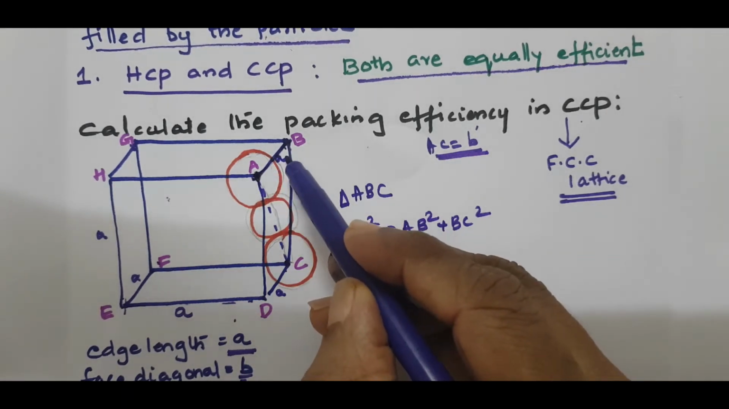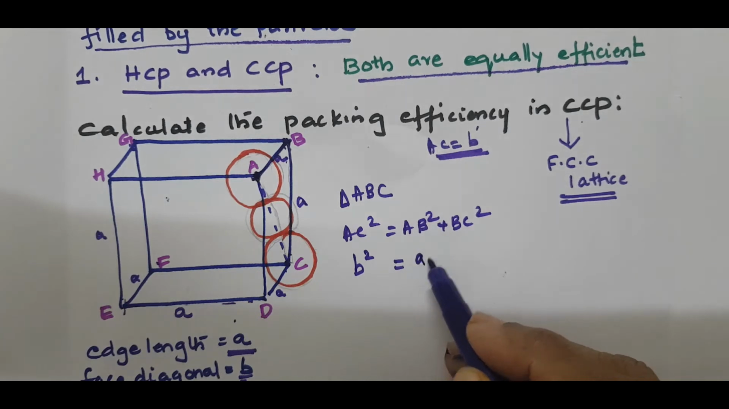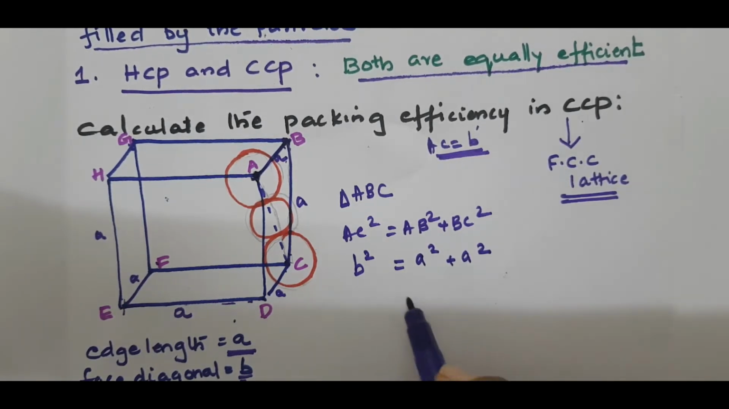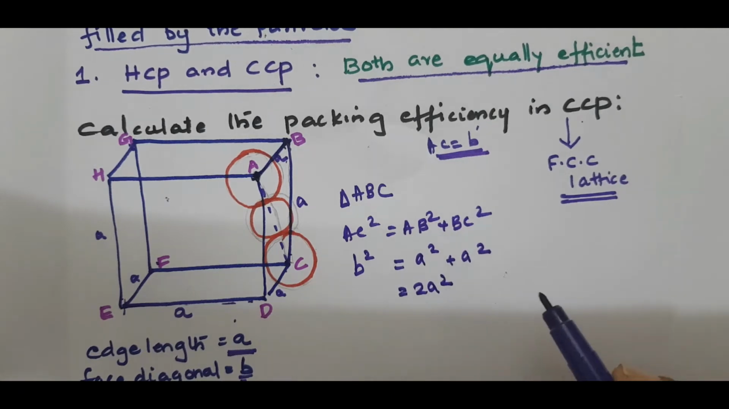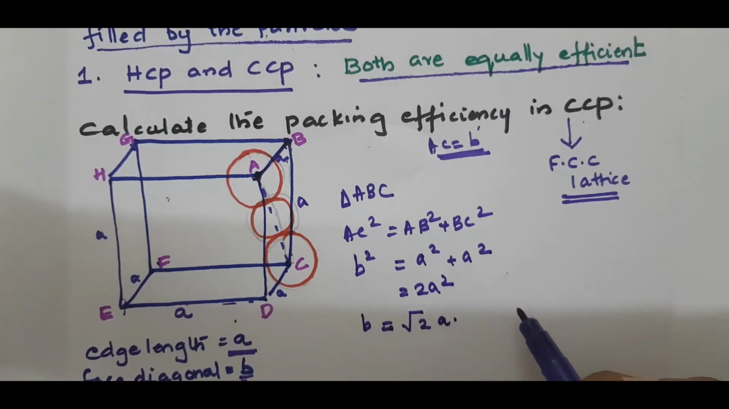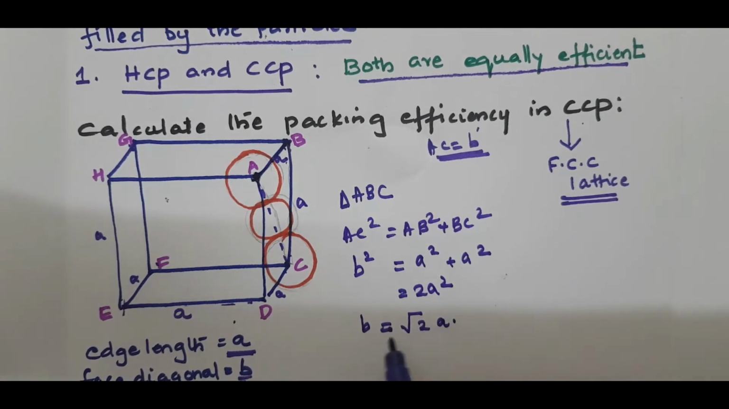So B square is equal to, what is AB square? AB is the edge length A. BC is also edge length A. So it will be A square plus A square, correct? So that is equal to 2A square. Clear? Or I can write B is equal to root 2 A. Correct? Okay, so this is our equation number 1, B is equal to root 2 A.